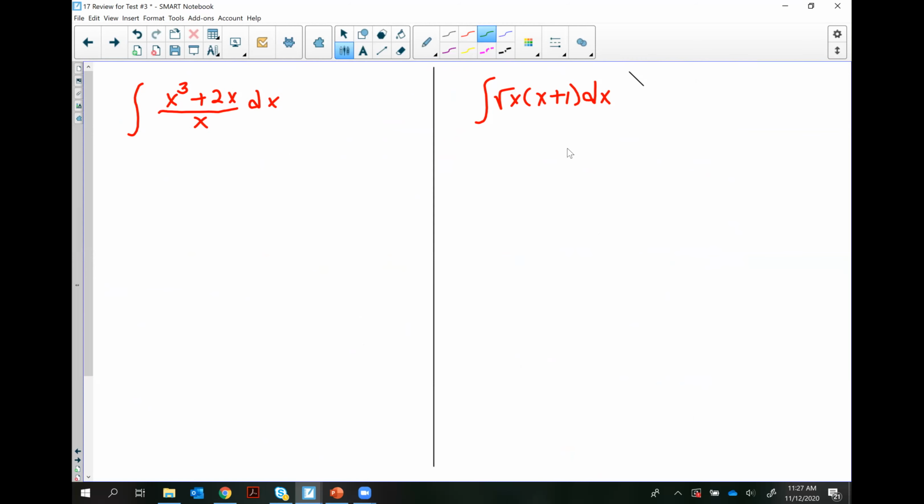What about something like this? Again, there is no product rule of integration. So you got to first simplify by distributing this and then integrate it term by term. So please pause the video, finish those, and then come back and check your final answers there.